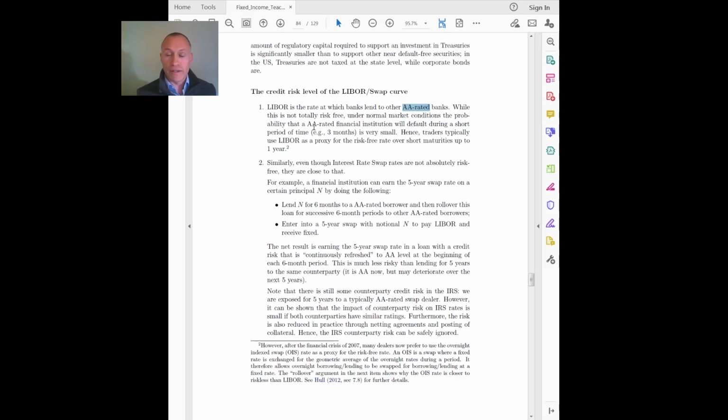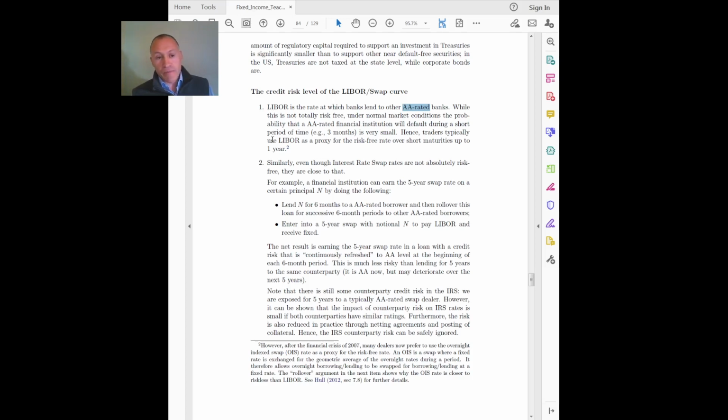So the likelihood that the AA rated bank will default over 1 year is relatively low, or it's very low, right? So even though this is not absolutely risk-free, it is reasonably close, okay? So that one is relatively easy to see, right?